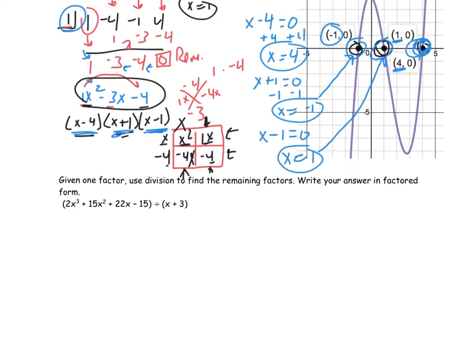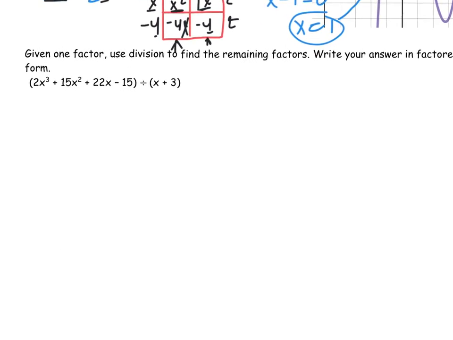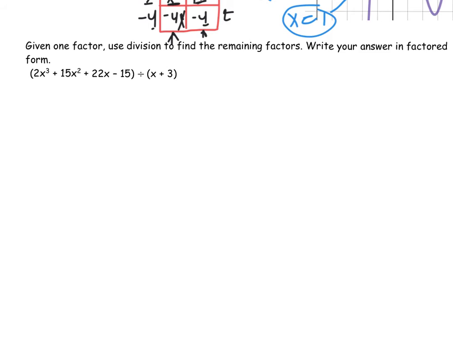So let's practice breaking another one down. And for this one, it's just asking, given one factor, here it is, x plus 3, that's what we're dividing by. Use division to find the remaining factors. So it's x cubed, so you need 3 factors altogether. If it was x to the 4th, my leading term, I'd need 4 factors, but we need 3, and we're given 1, so we only got to find 2. So it's kind of going to be like this last problem. It says write your answer in factored form.